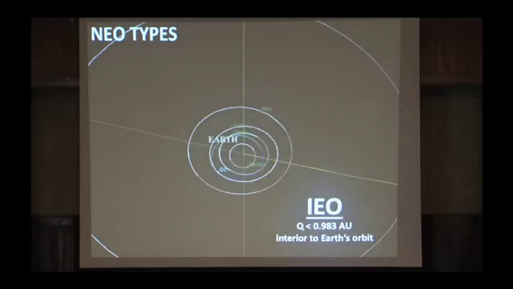There's also a fourth type, which doesn't have a nice name. It's just called an IEO, which stands for interior to Earth's orbit. And you can see that the definition is very clear. It's an orbit that is always interior to the Earth's orbit. Very simple.